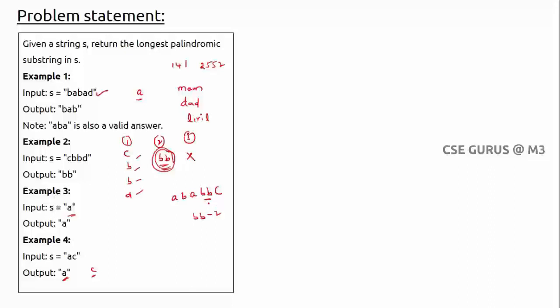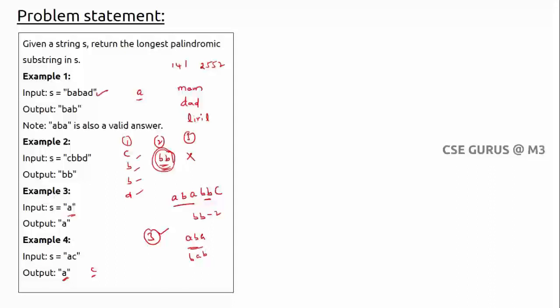Is there any other with length 2? No. Is there any with length 3? Yes, ABA. Is there any other? BAB is also there. Is there any with length 4? No. Length 5? No. So what is the longest one? It is of length 3, and that must be found. So this is the question: finding the longest palindromic substring.